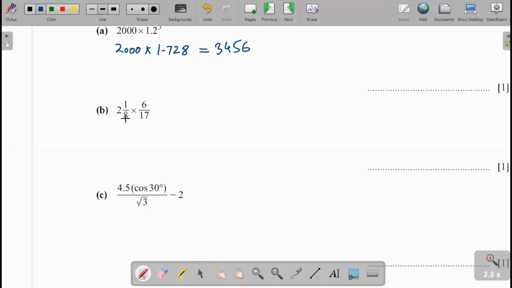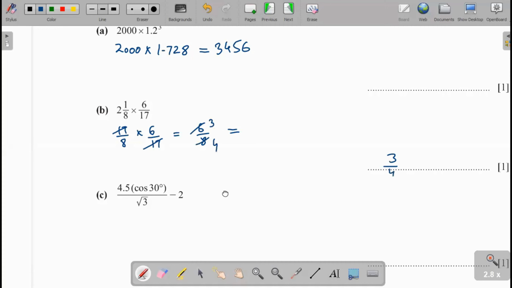In part B, 2 and 1 over 8 multiplied by 6 over 17. 2 times 8 is 16 plus 1 is 17 over 8. Firstly, we convert into a mixed fraction to an improper fraction, and the second fraction is written as it is. Now you see here 17 will be cancelled, and 6 over 8 is equal to 2 times 3 is 6 and 2 times 4 is 8. Now the answer is 3 over 4.